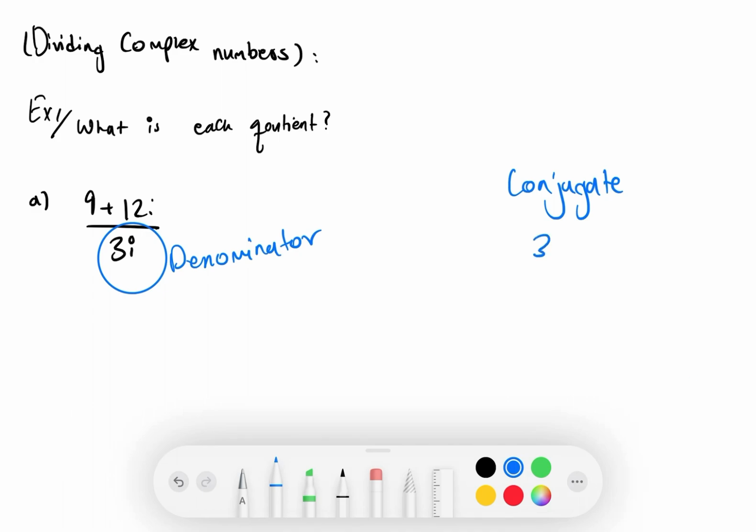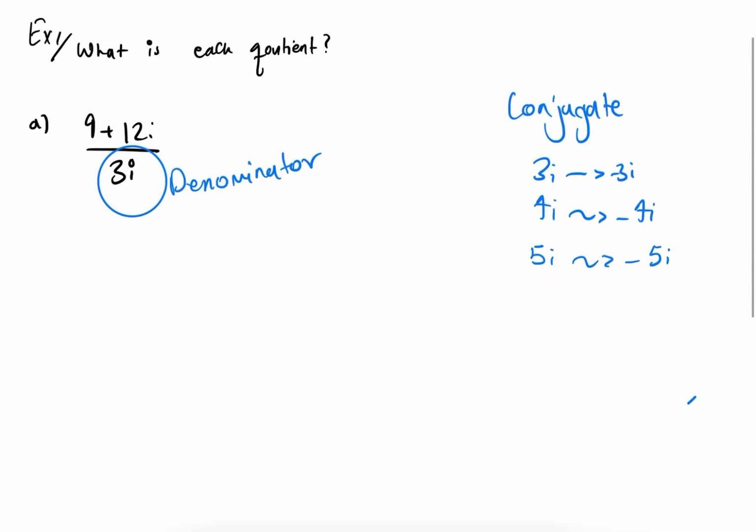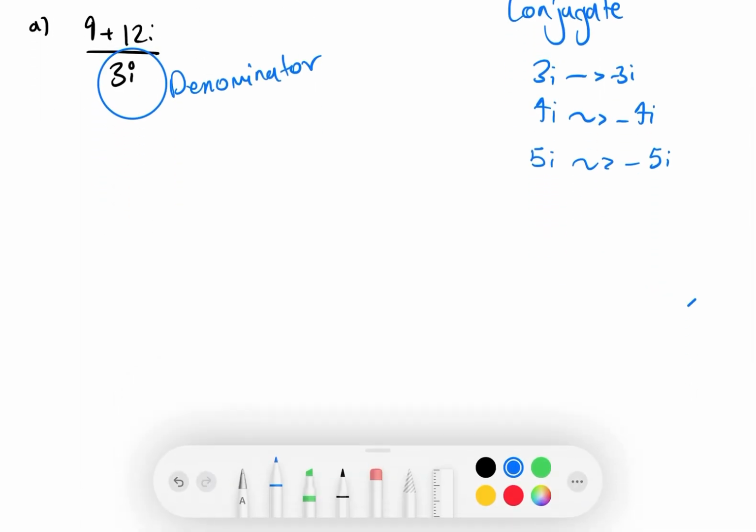So, for example, 3i would become negative 3i, right? And then 4i would become negative 4i. And then, for example, let's say you have 5i, that would become negative 5i. And if it's negative, it obviously becomes positive. Now, let's go ahead and see how we can do this on this question.